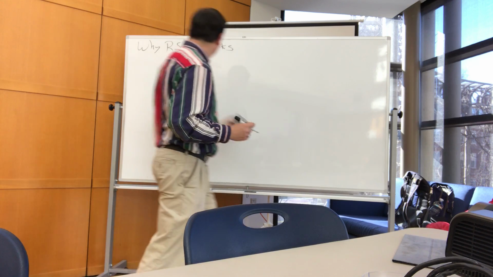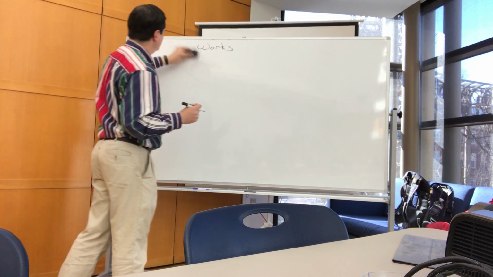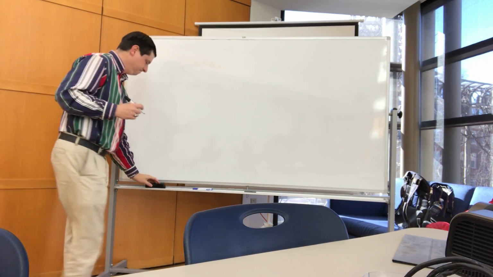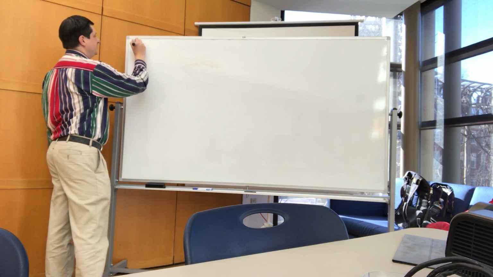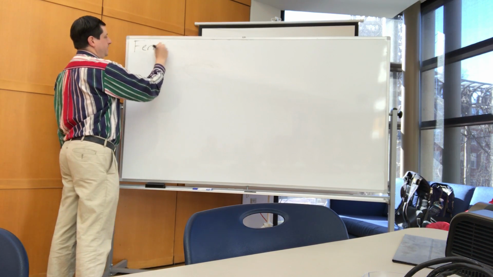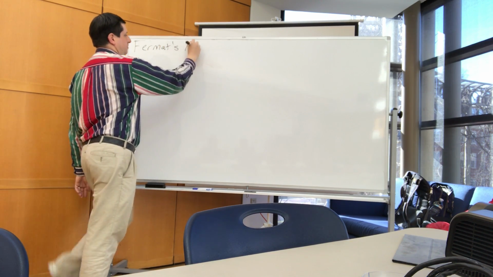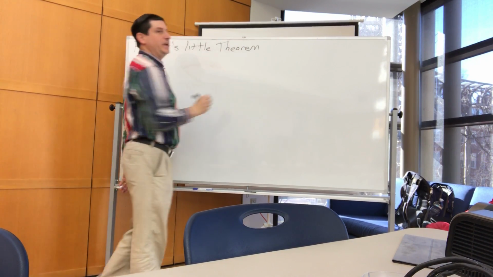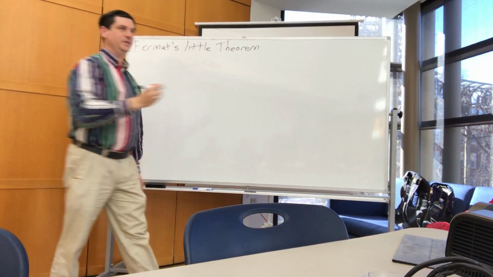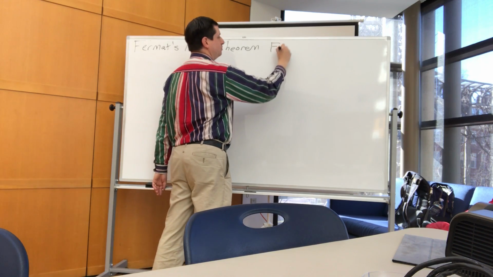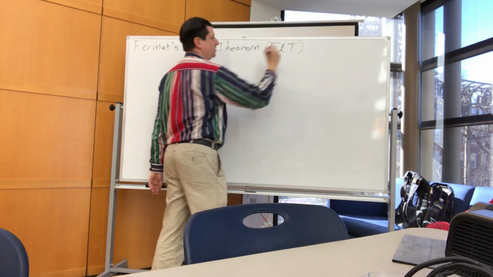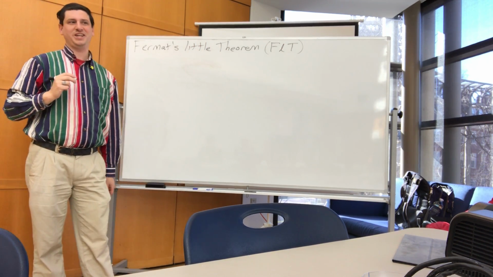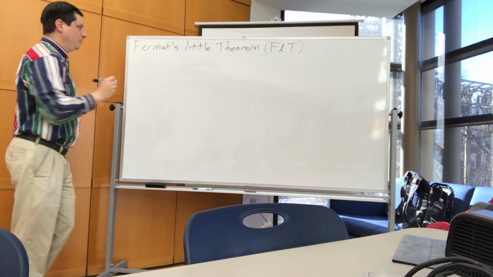Okay. So the first thing we're going to do is Fermat's little theorem. So it is not as famous as Fermat's last theorem. It is often abbreviated FLT, with a lowercase l to compare with Fermat's last theorem, which is a capital L. And what this says is the following.